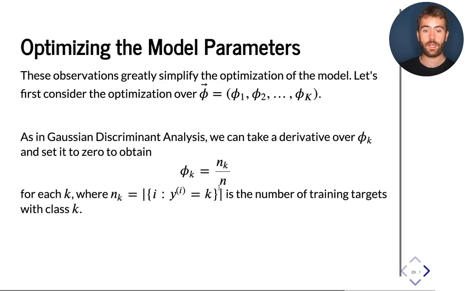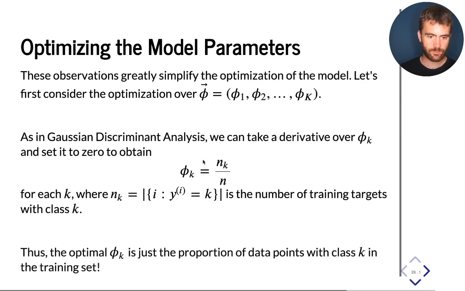Again, just to remind you, this is simply the fraction of our training data set which has class K. So the probability of y taking class K, we estimate it to be simply the fraction of class K in our training set. This is what this term is.